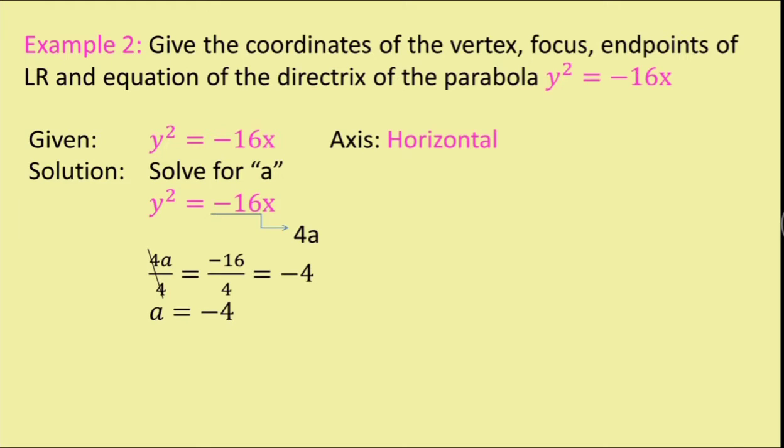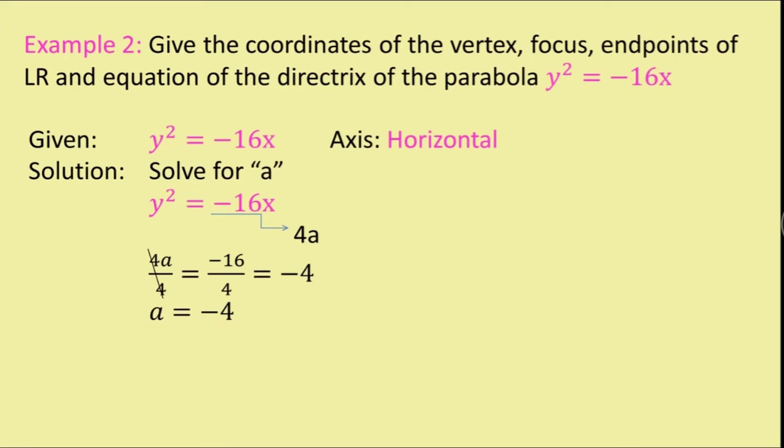Another example: give the coordinates of the vertex, focus, endpoints of latus rectum, and equation of the directrix of the parabola y squared equals negative 16x. Using the given y squared equals negative 16x, it started from y squared, therefore we can say that the axis is horizontal, given the pattern that we have earlier. So again, solve for a. A can be found on the numerical coefficient of x. So negative 16 is our 4a. We divide negative 16 by 4 to get a alone, so a is negative 4.